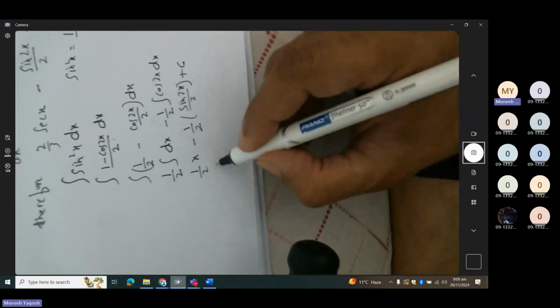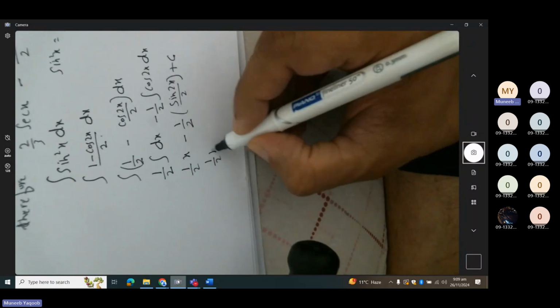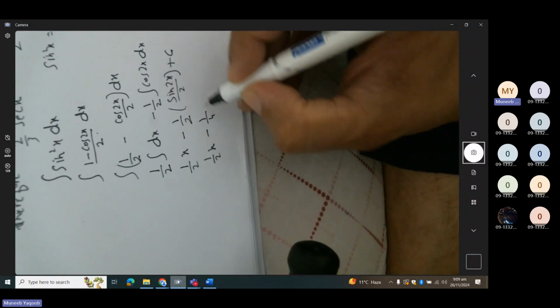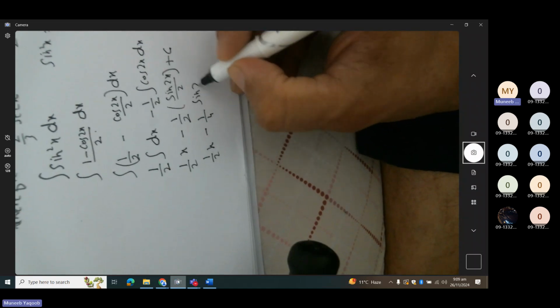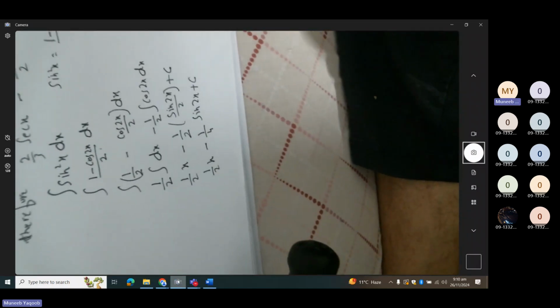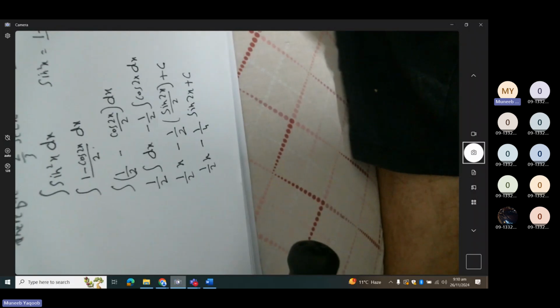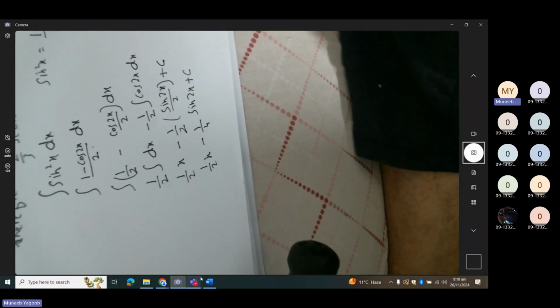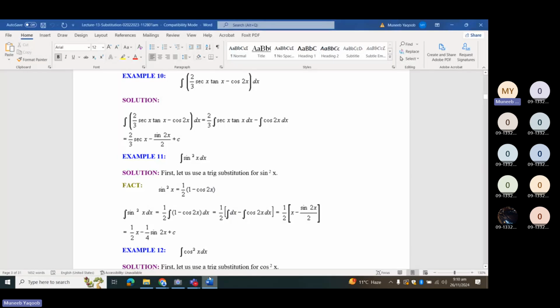So finally, it will become 1 upon 2x minus 2 into 2, 4, so 1 upon 4 sine 2x plus c. Hence the final answer is 1 upon 2x minus 1 upon 4 sine 2x plus c. Now again, if we confirm our answer from the given slide, it is correct.